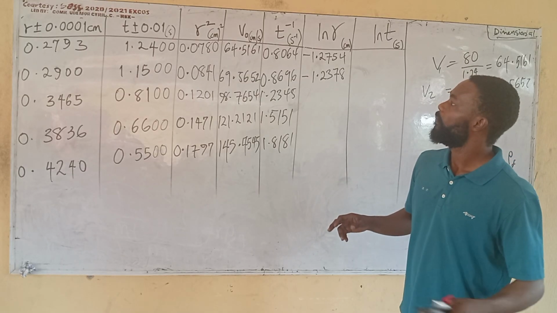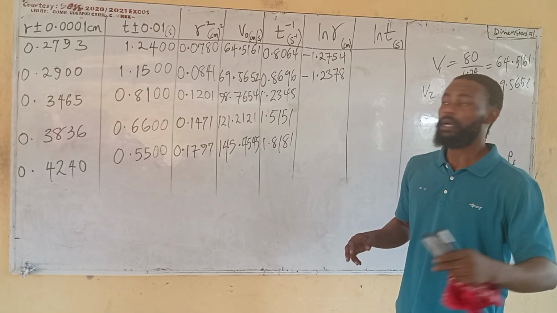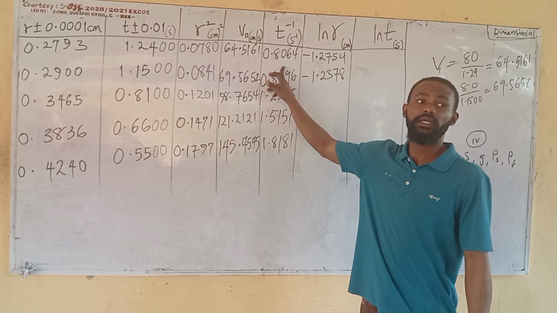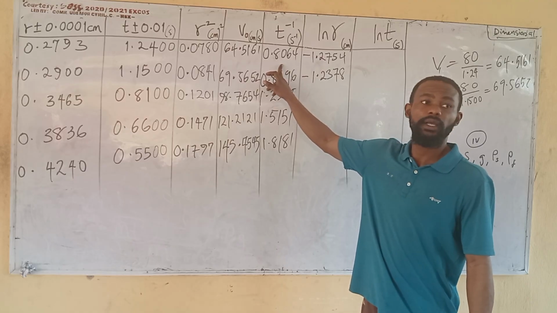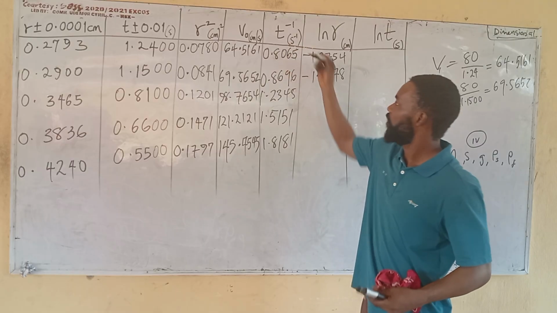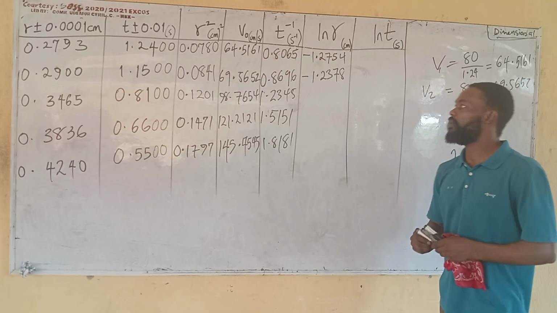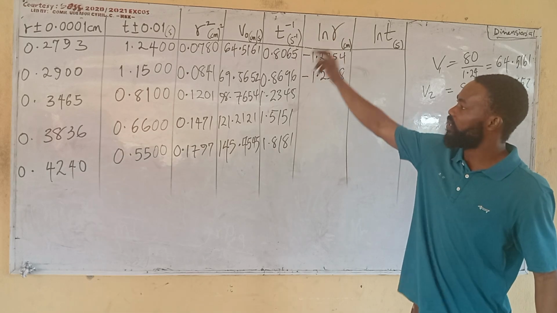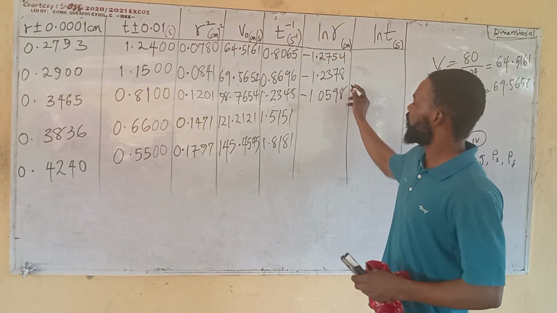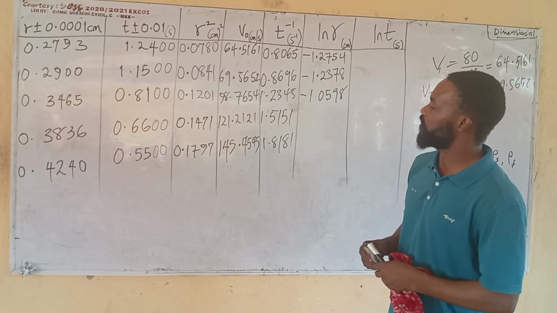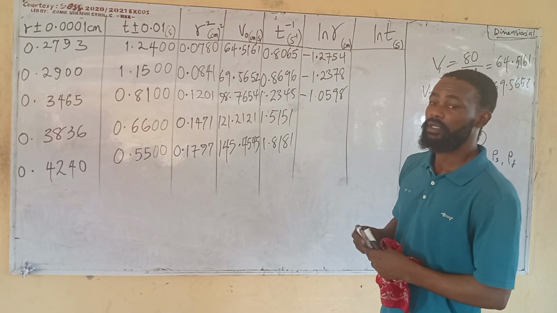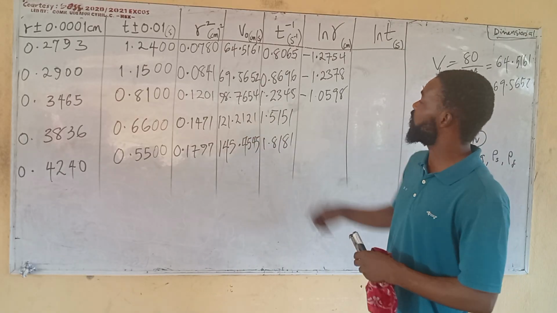Minus 1.0598. Is it this one? That is not t square, but 1 over t. Minus 1.0598. Okay. Natural log of 0.6600. So that's not that, it's this one. Sorry, natural log of 0.3836.